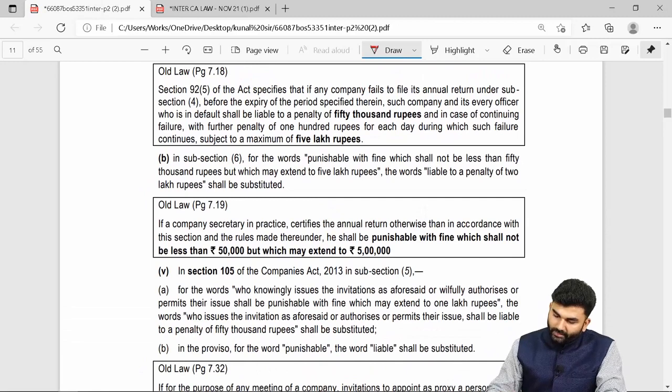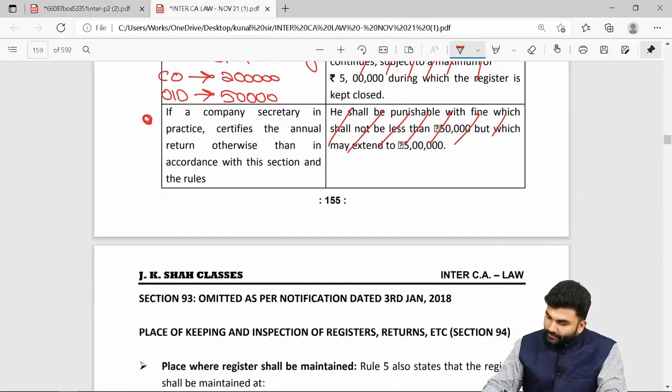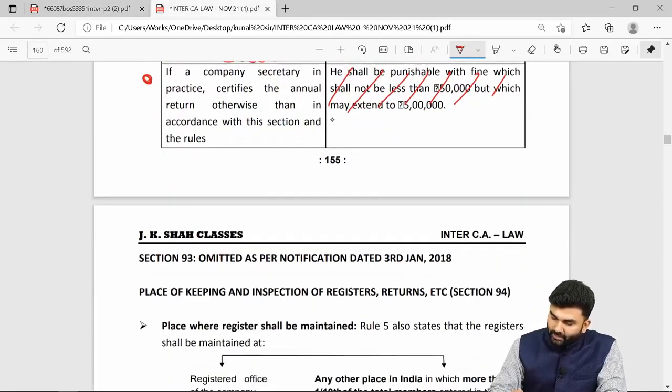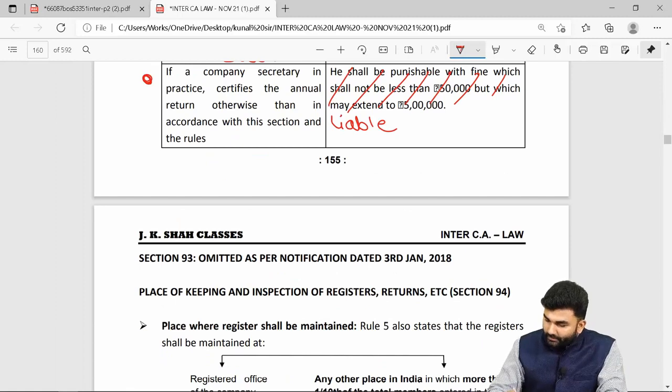Okay. Over here, the next change which we have to make is that the words punishable with fine shall not be less than 50,000 rupees, but which may extend to 5 lakh rupees, the words liable to a penalty of 2 lakh rupees should be substituted. So instead, we just need to write down the words liable to a penalty of 2 lakh rupees.